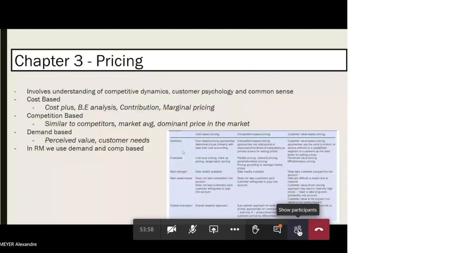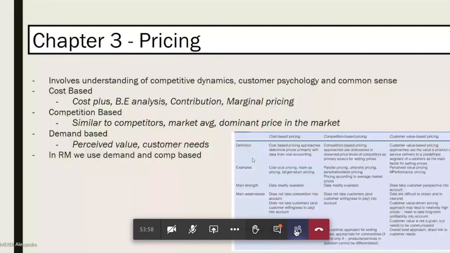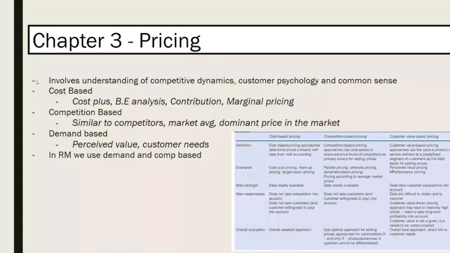Please let me know. Chapter 3 looks at pricing strategies. So we have three main pricing strategies that are used in general, which are cost-based, competition-based, and demand-based. So cost-based methods look at the cost-plus method, break-even analysis, and marginal pricing. But in revenue management, we don't actually use this because it's not beneficial to us in any way. We're going to look more at the competition-based and the demand-based.